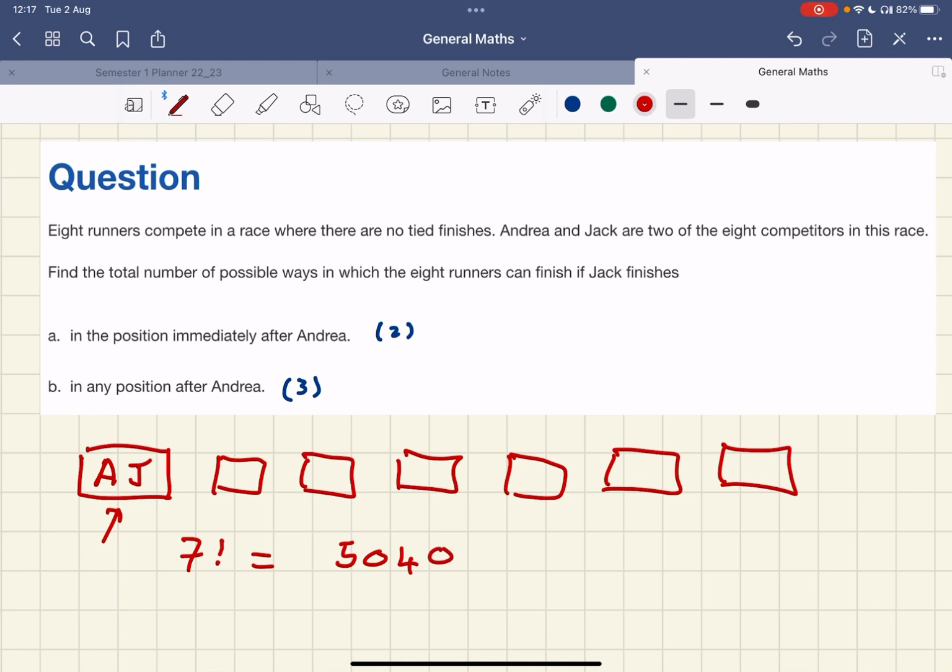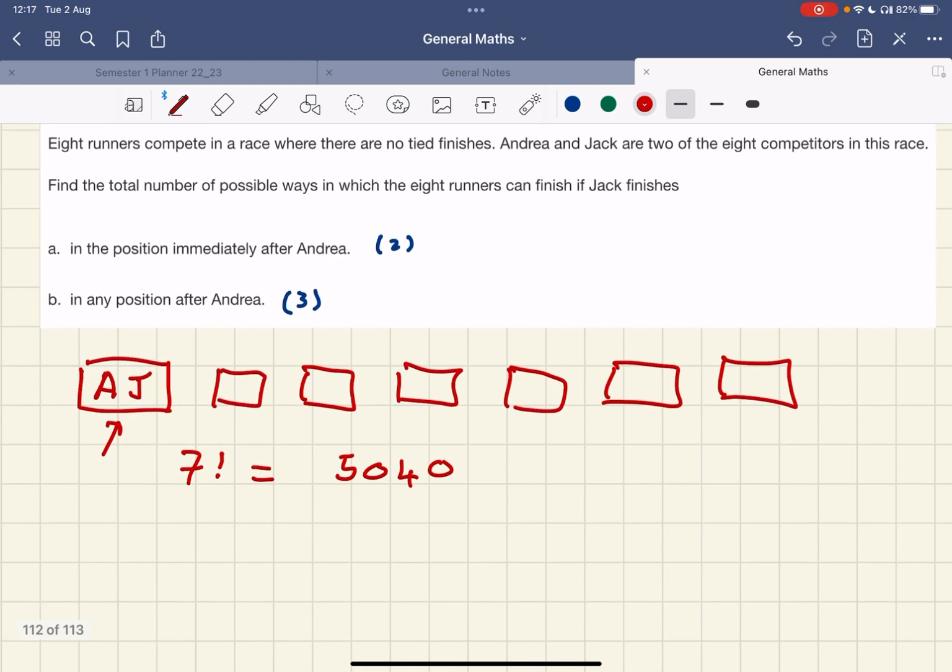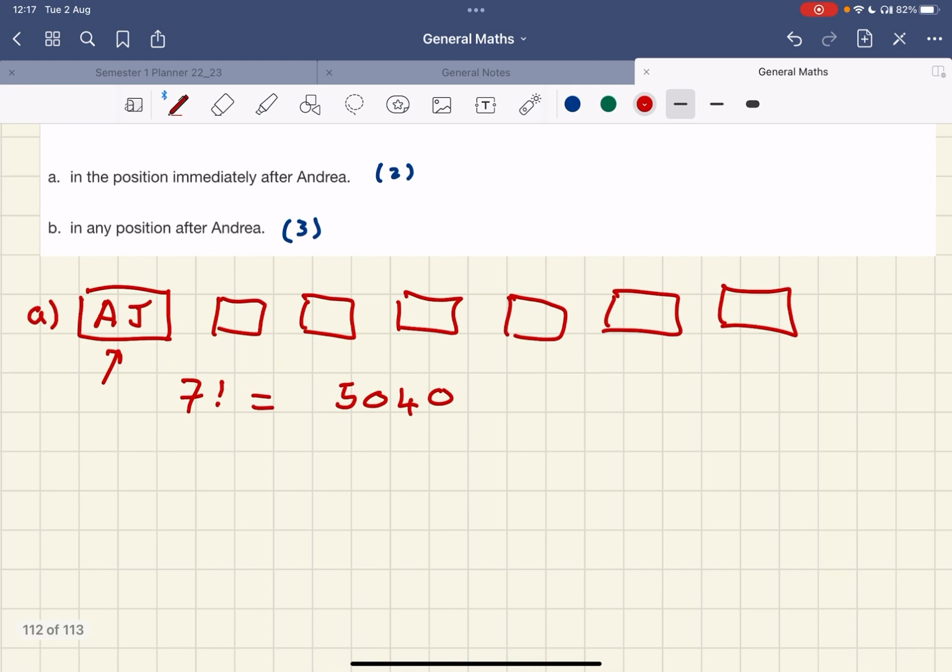Now the second one takes a slight bit more thought. In any position after Andrea. So that means that Jack doesn't have to finish immediately behind Andrea, but he can finish anywhere in those positions behind her. Now, probably the best way to think about this is, with all these counting problems, don't rush into it. Think for 30 seconds about how it can happen.